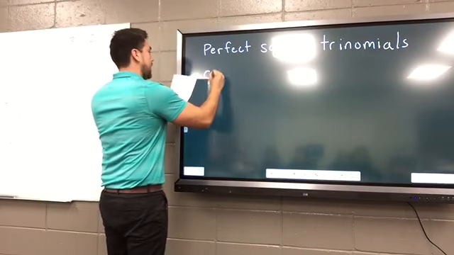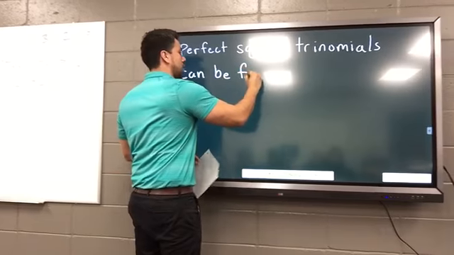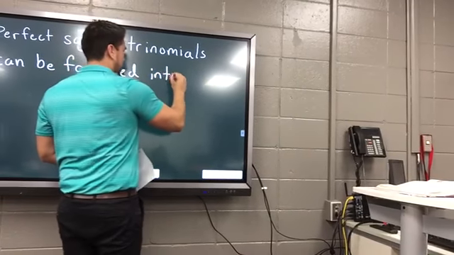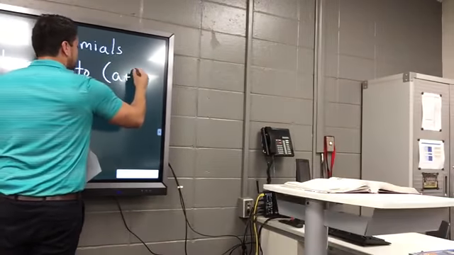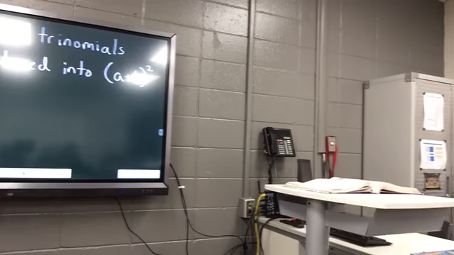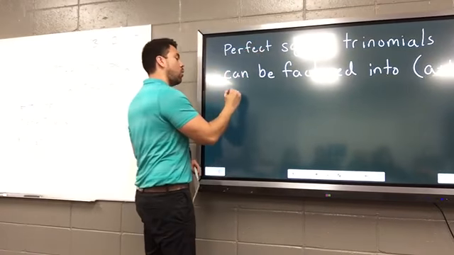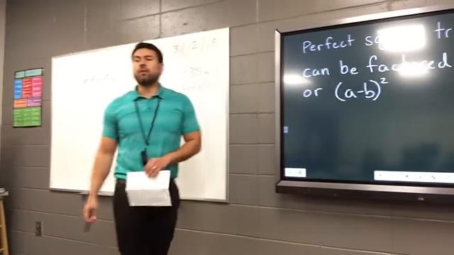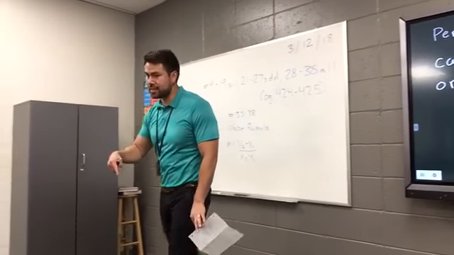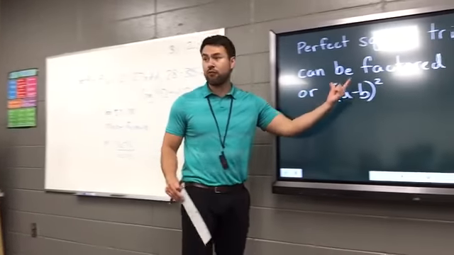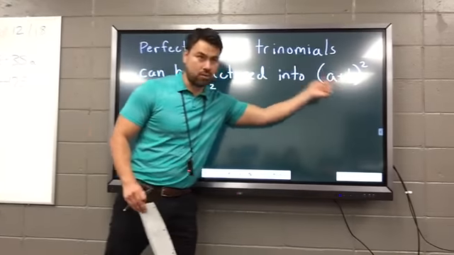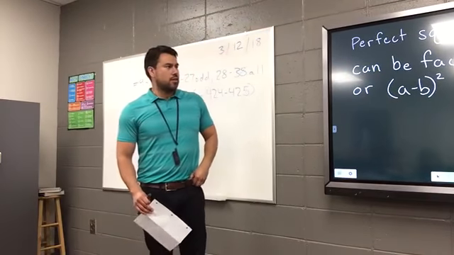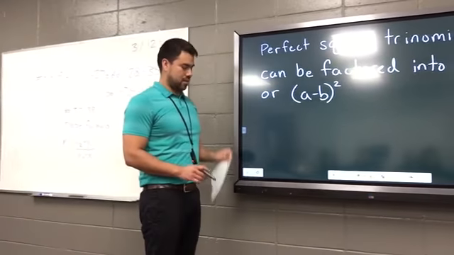Perfect square trinomials can be factored into one of these two forms. The first one, a plus b squared. So it can be factored into that, or it could be factored into a minus b squared. So when we factor our problems for this lesson, you're either going to get it in this form or this form. Okay, it's going to be one of those two forms. So that's what we're looking for with perfect squares and perfect square trinomials. Okay? All right.